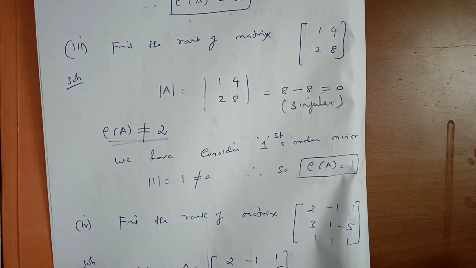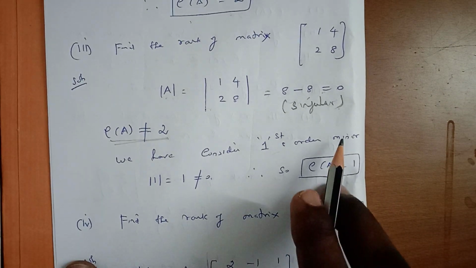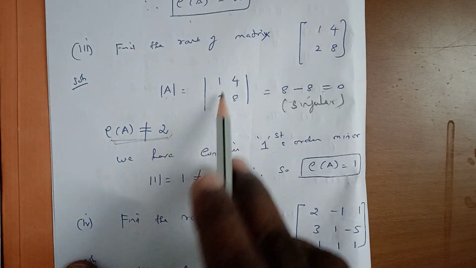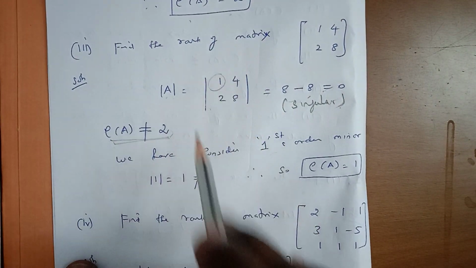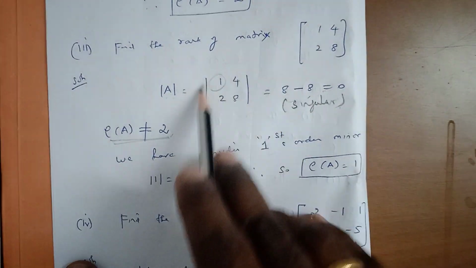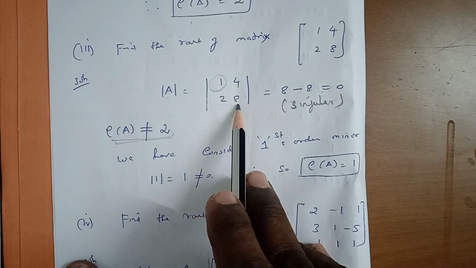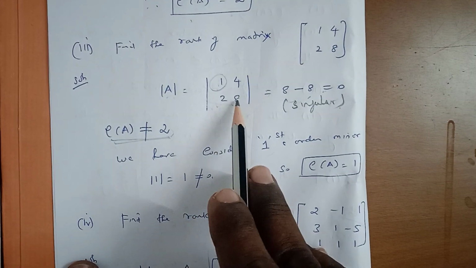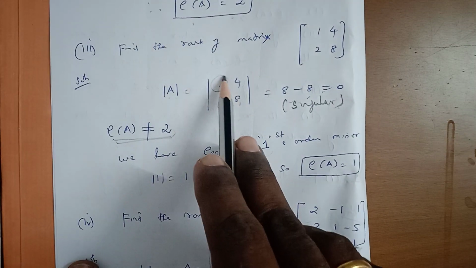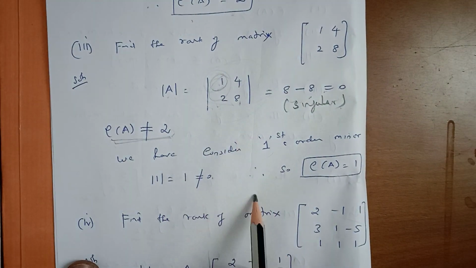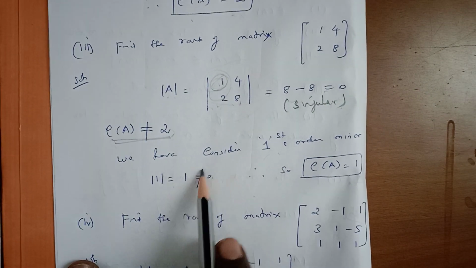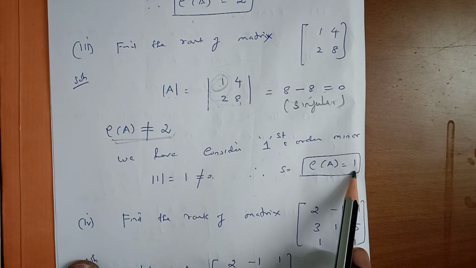So we consider the first order minor. Since rho of A is not equal to 2, we take any one of the first order minors of this determinant. For 1, 4, 2, 8, 1 is one minor, 4 is another minor, 2 is another minor, 8 is another minor. We consider only one minor. So 1 is strictly not equal to 0. So the rank value is 1.